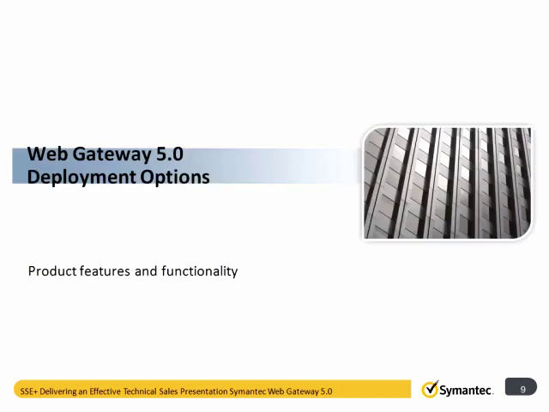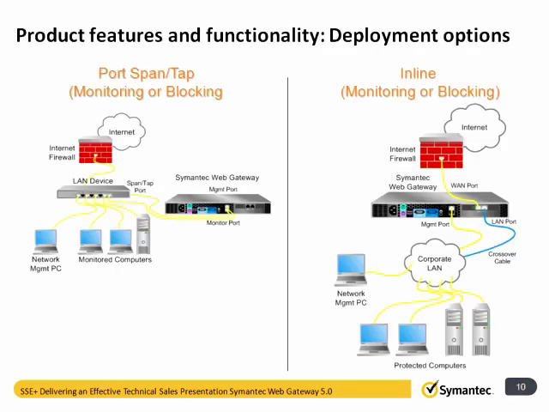Okay, we're now going to start looking at the Web Gateway deployment options and the features and functionality offered by the Web Gateway. There are actually 4 ways we can deploy the Web Gateway. On this slide we can see the first 2 methods of deployment. On the left we can see the port span or tap deployment.